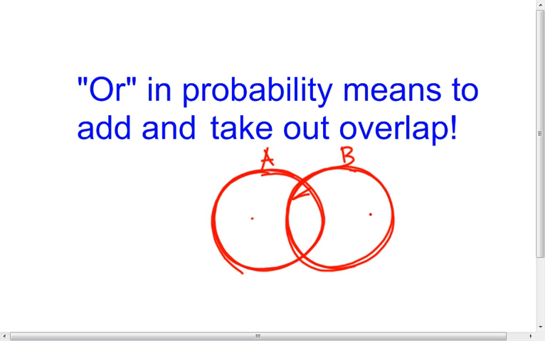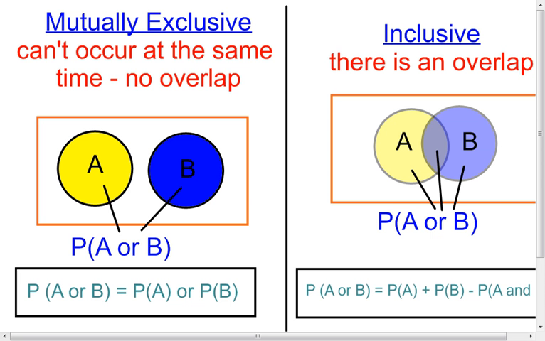But the problem is that you've counted this area in here twice. So you're going to add everything in here plus everything in here, and you're going to take out the overlap. Okay? So that's what you will do in this case, and that's if things overlap. And sometimes things do overlap, like in a deck of cards, you could have the number 3 and a heart on the same card, so they overlap.